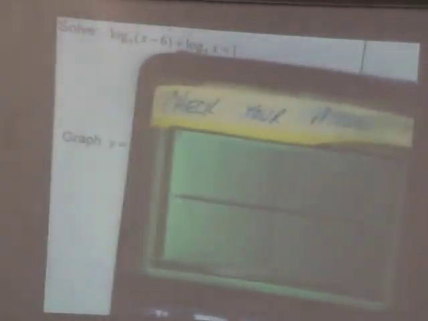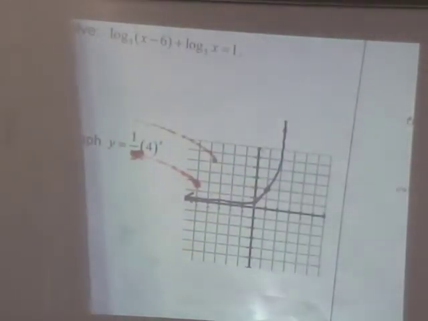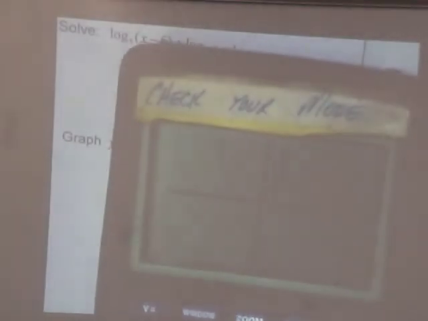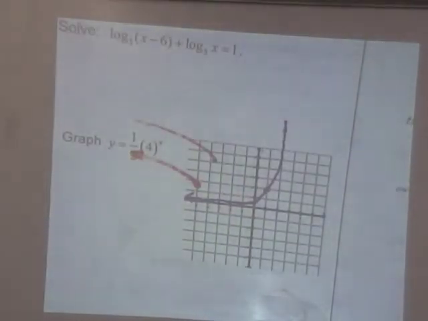They're identical. It's like the same thing. You can't even tell which is the calculator and which is the graph. Questions?